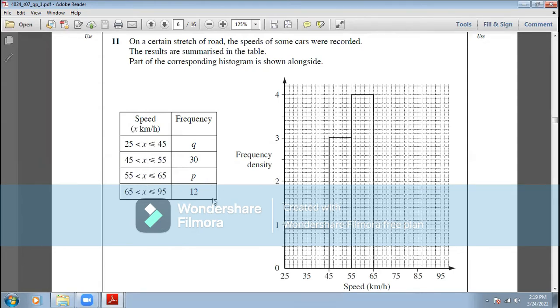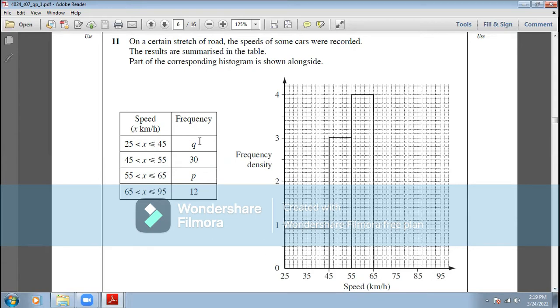frequency. One thing you should remember is the formula for the frequency density: it is the frequency of the class divided by the class width. For example, the class width of this first class is 20, its class width is 10, its class width is 10, the class width here is 30. So if you divide the frequency by the class width, you get the frequency density. So for each class, the histogram has been made according to the frequency density.